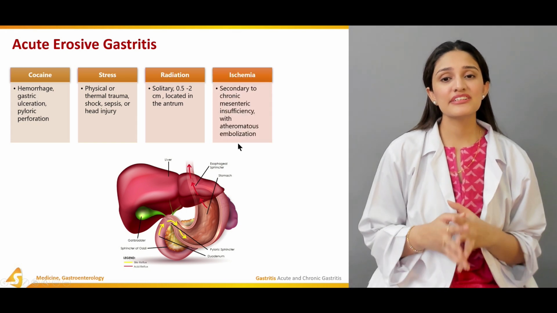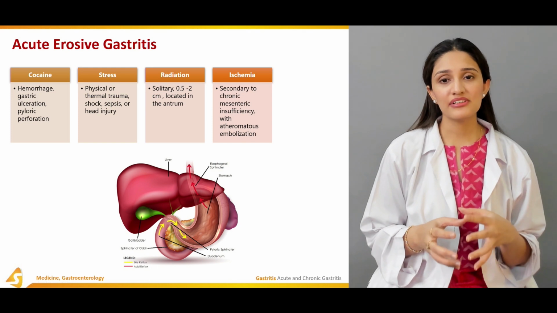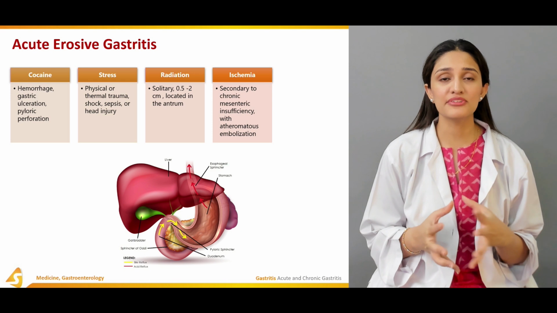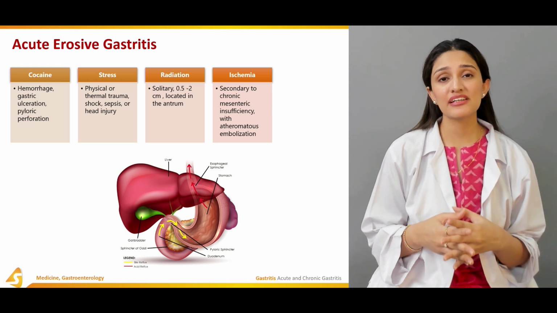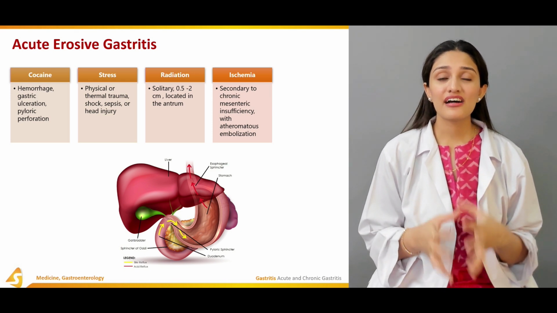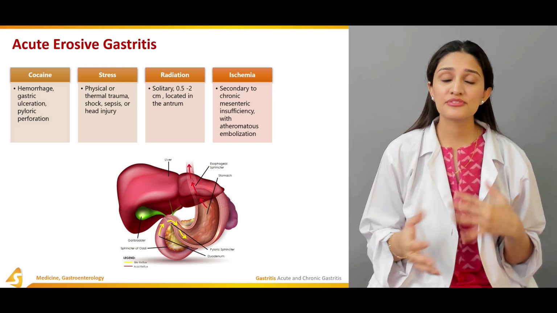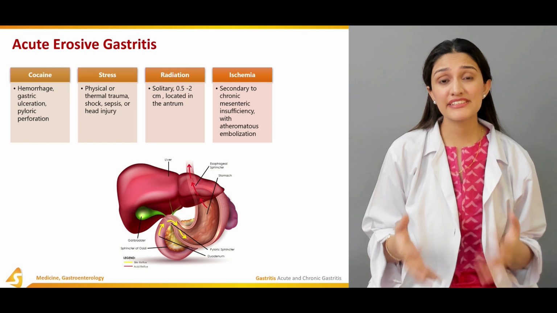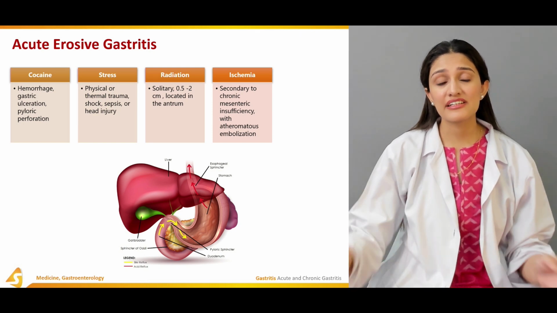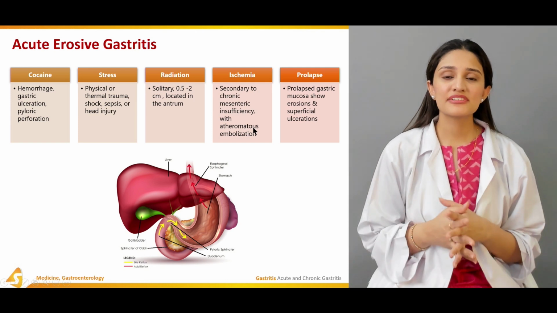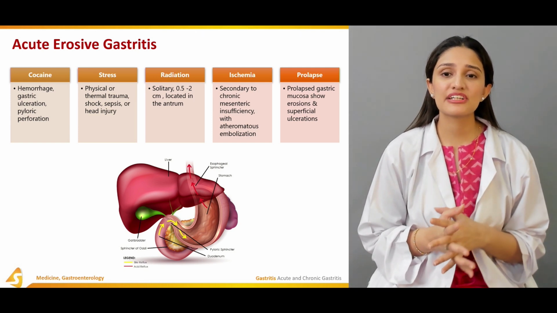Ischemia is usually secondary to chronic mesenteric insufficiency with embolization. So this sort of ischemic gastritis occurs in patients who are athletes and who have long distance running in their history. Other than that, finally, prolapse regarding acute erosive gastritis.